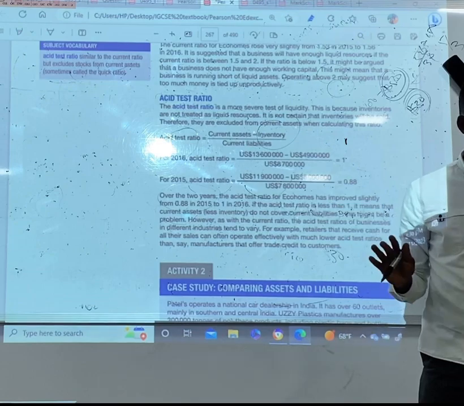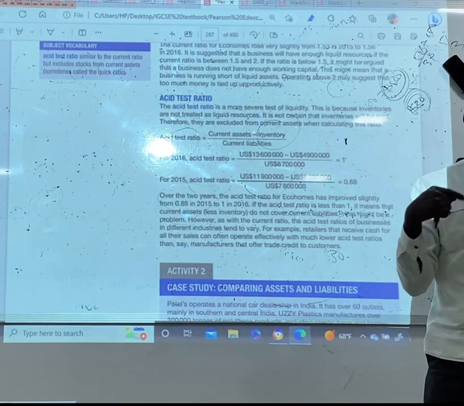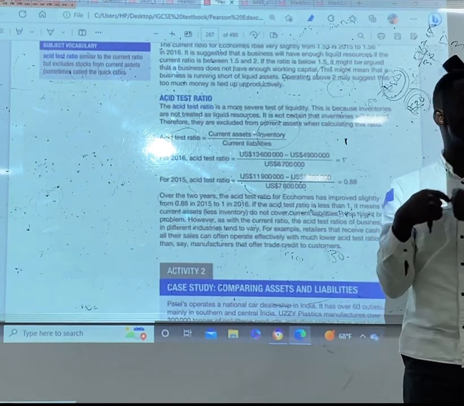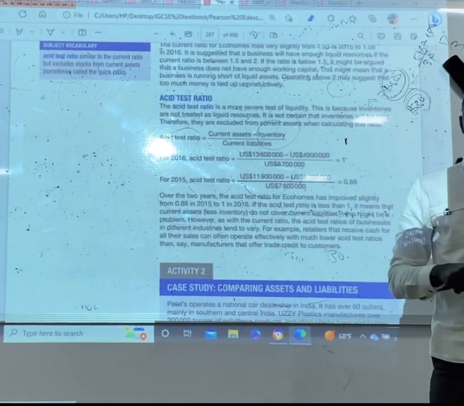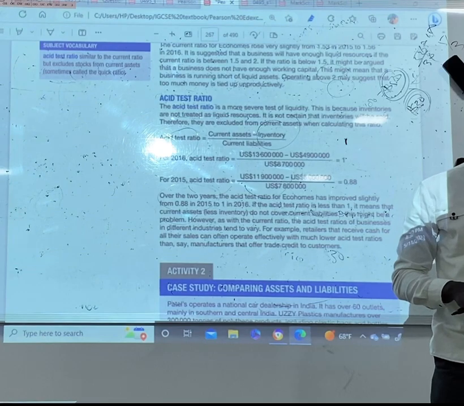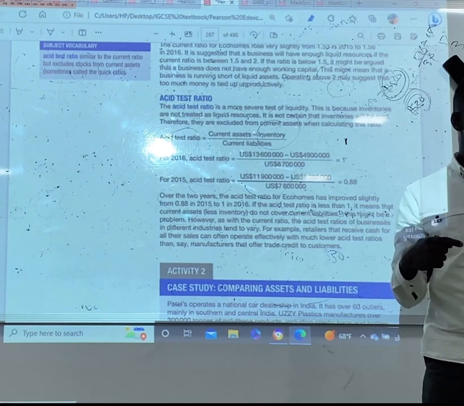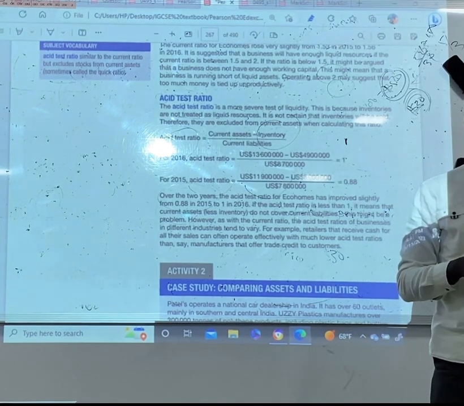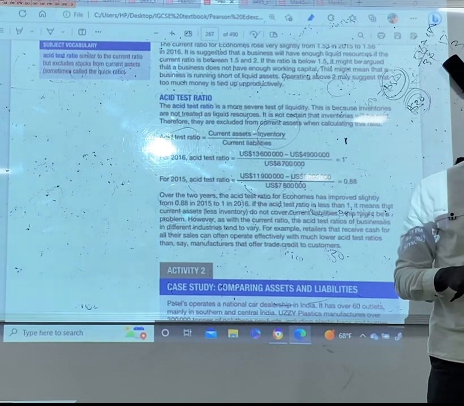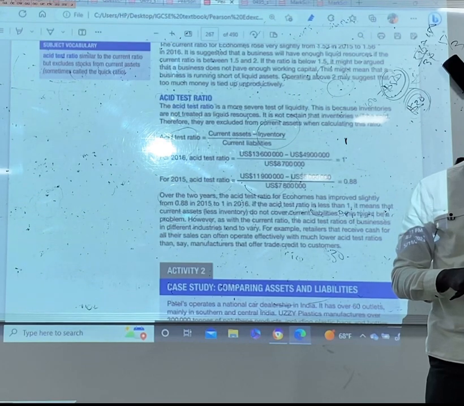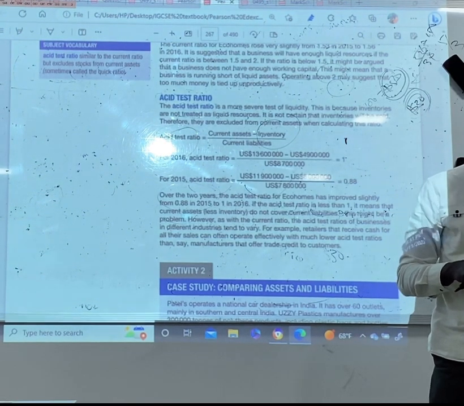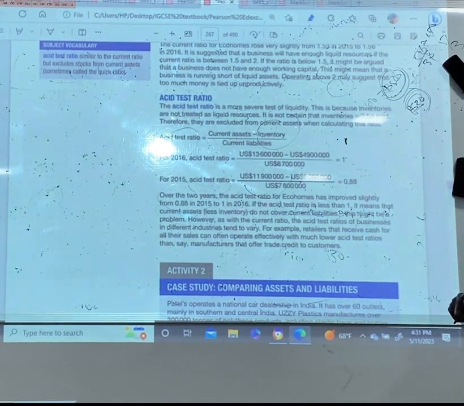All things being equal there. But for asset test, we want to see if we can pay our bills without stocks. Because most of the time, businesses rely on stocks to pay bills. But that's not too good. You should have other sources of revenue. Do we get it or not? We move on, please.